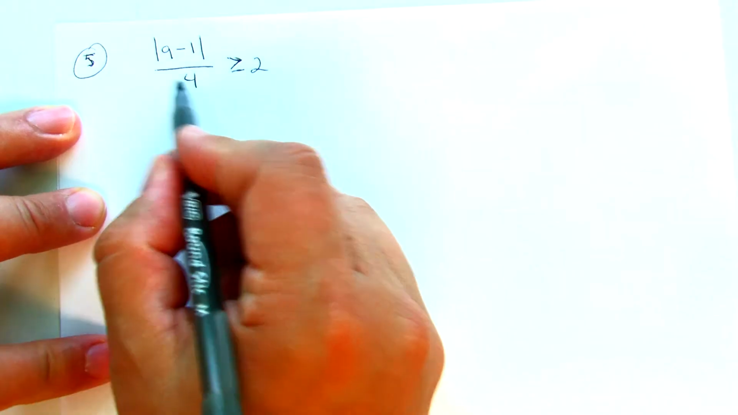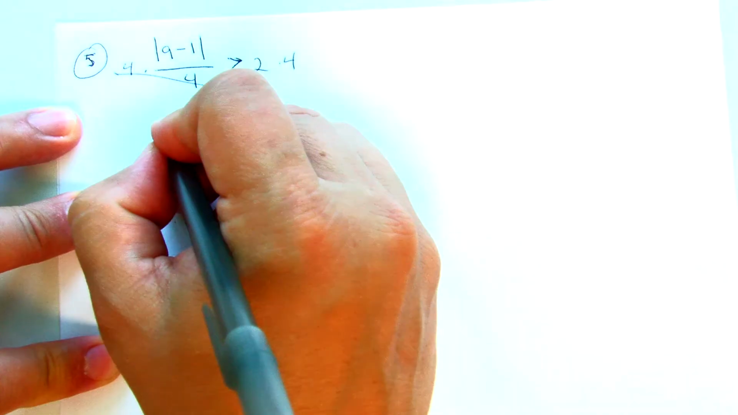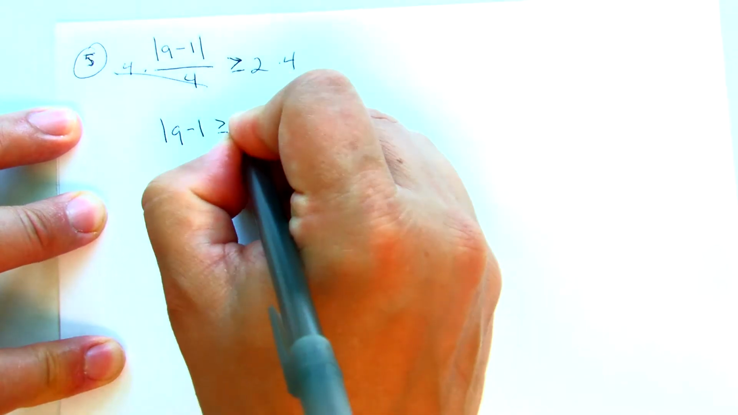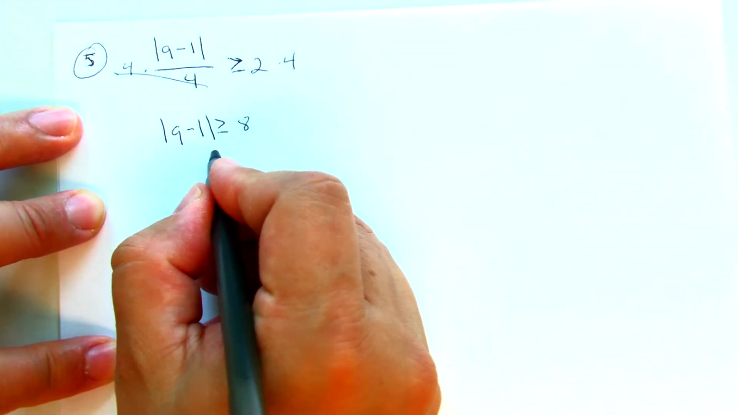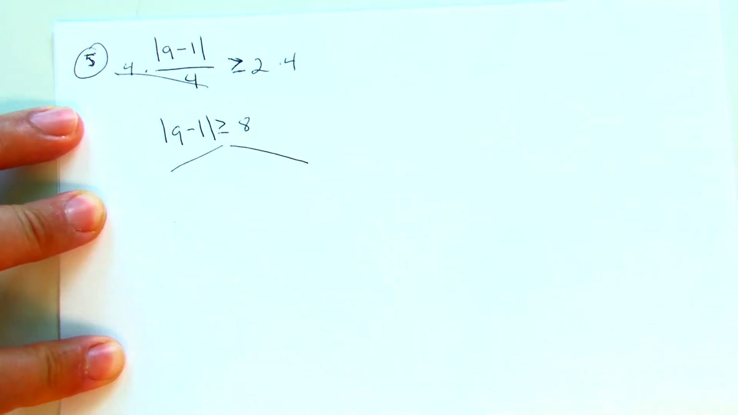So, first thing, just like with solving an absolute value equation, we're going to want to isolate the absolute value expression. So we'll do that, in this case, by multiplying both sides by 4. These will cancel. We end up with absolute value q minus 1 is greater than or equal to 8. Okay, there we go. Now, we're going to want to split this into two inequalities, just like we split the absolute value equation into two equations.